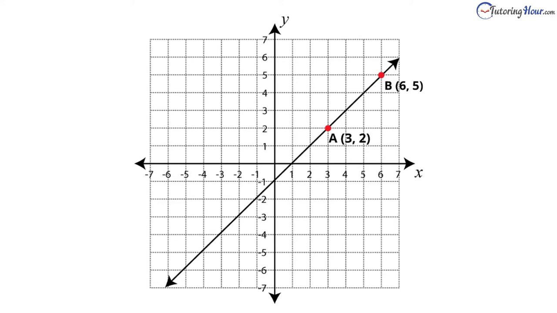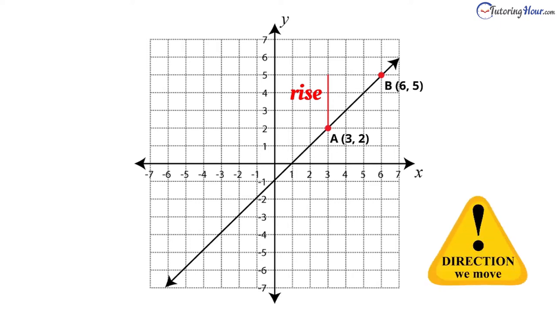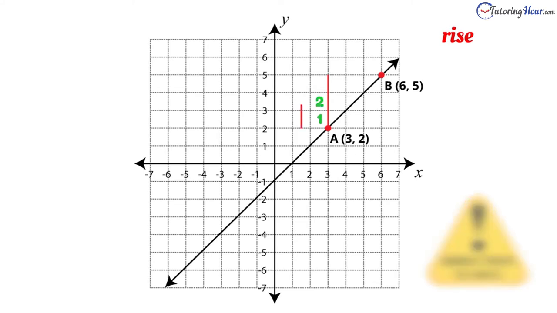Starting at point A, we'll move up vertically until we are in line with the point B. The vertical change in y is called the rise. It is important to pay attention to the direction we move. Since we had to move up 3 units to be in line with point B, the rise is a positive 3 units. From here, we'll move horizontally towards the right until we reach point B.